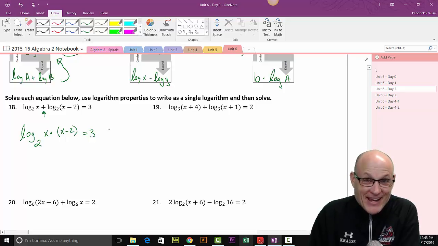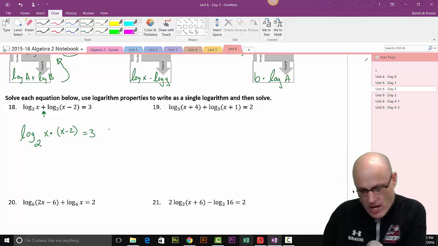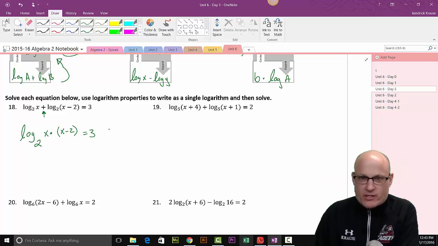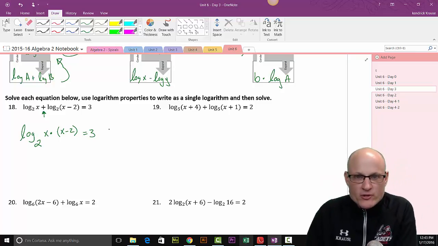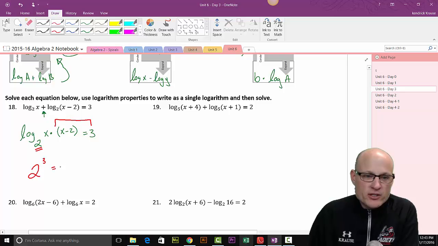You know it's coming. Oh, you asked for it. It's all about that base. We have a logarithm question. In order to solve it, you need to change its form. So it's all about that base. What we're going to do is take this base, 2, and then these two things switch places. 2 cubed is equal to x times (x minus 2).